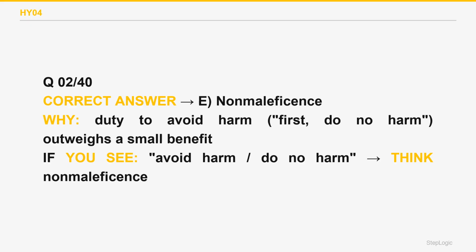Beneficence is the duty to actively do good and promote the patient's welfare. The reasoning here centers on avoiding harm, which is the non-maleficent side of the same coin. Choice D wrong. Autonomy concerns the patient's right to choose, not the physician's calculus of harm versus benefit. Choice A wrong. Declining a harmful low-benefit test invokes non-maleficence.